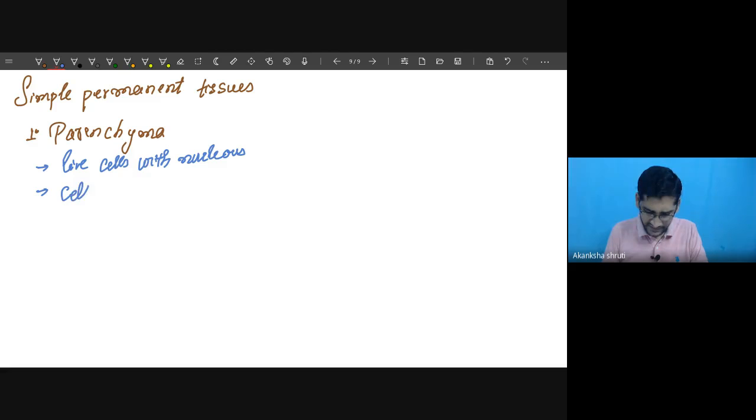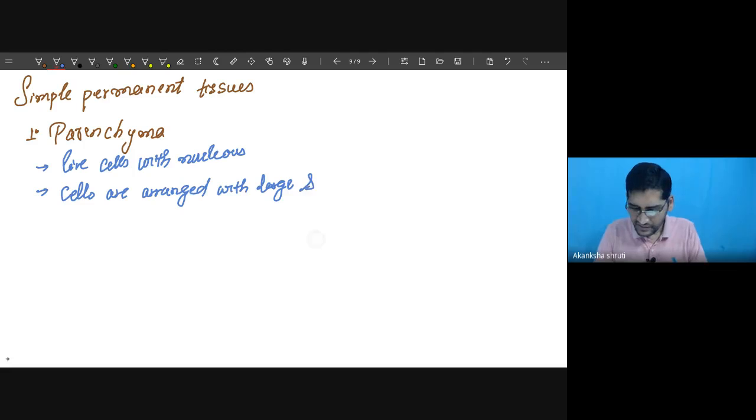The cells are arranged with large spacing. So cells have larger spacing. Because of this larger spacing, it traps air. Such an arrangement of cells is called parenchyma tissue. That we will write later.